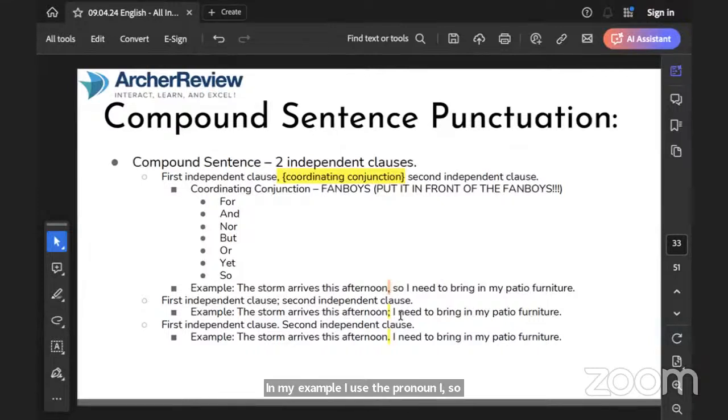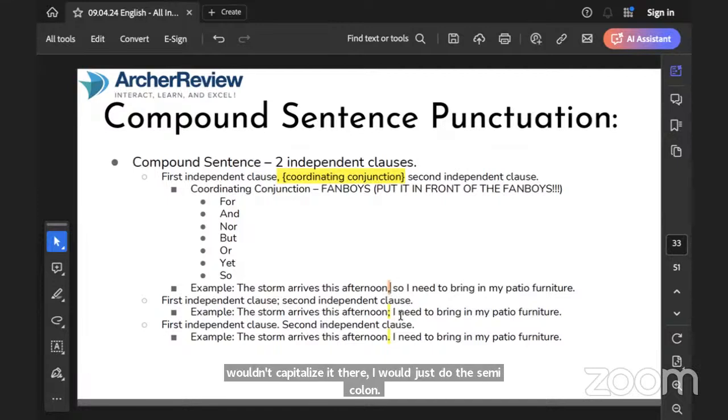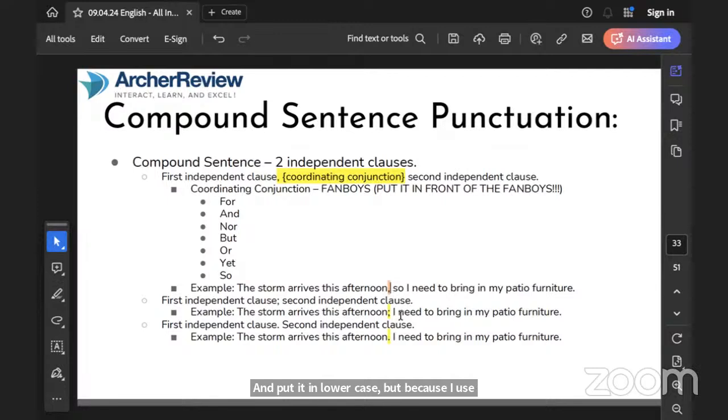But in general, after the semicolon, if it's not the pronoun I, you are not going to capitalize unless it's some kind of proper noun. So if I said, "The storm arrives this afternoon; it is going to be bad," I wouldn't capitalize the "it" there. I would just do the semicolon and put it in lowercase. But because I use the pronoun I, that's the only reason why it's capitalized here.